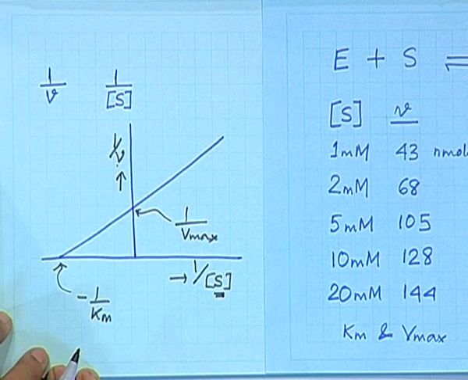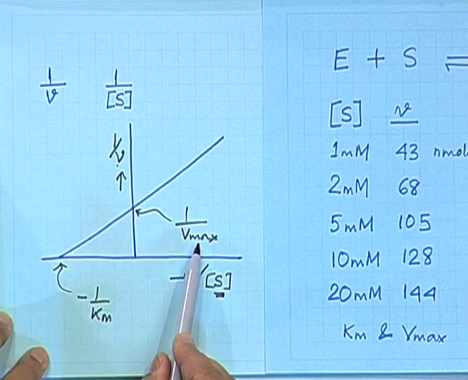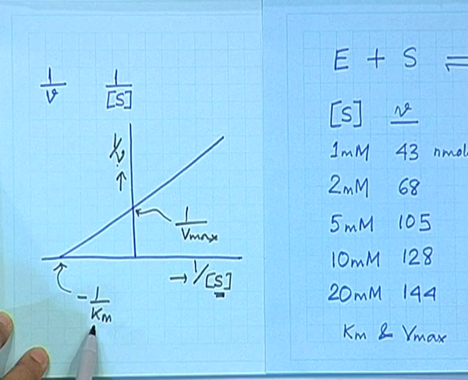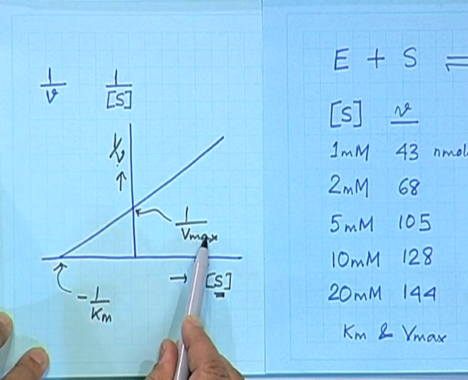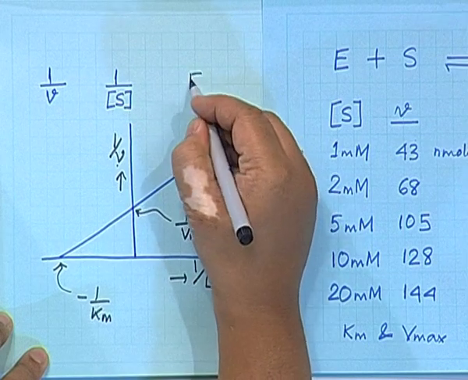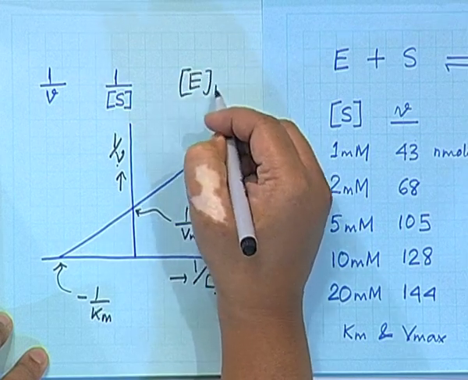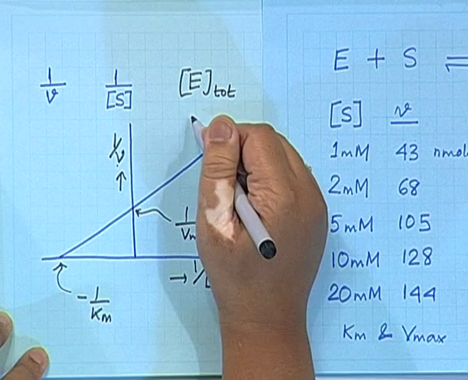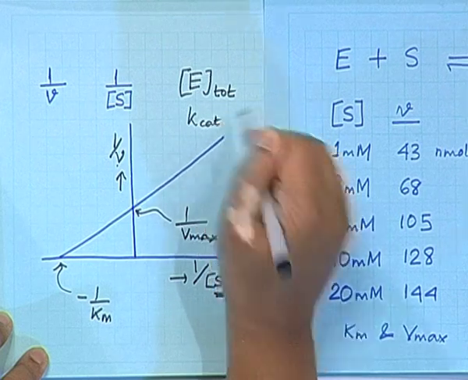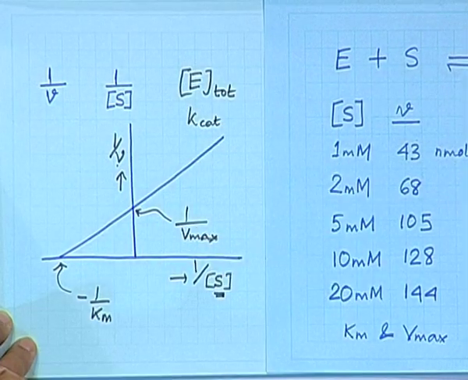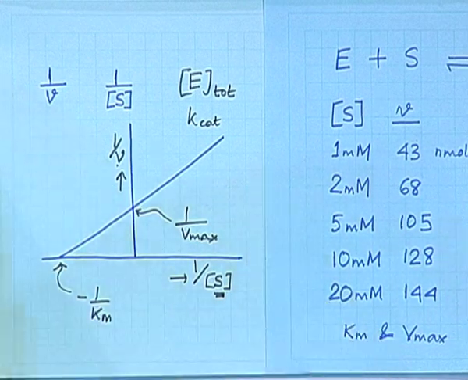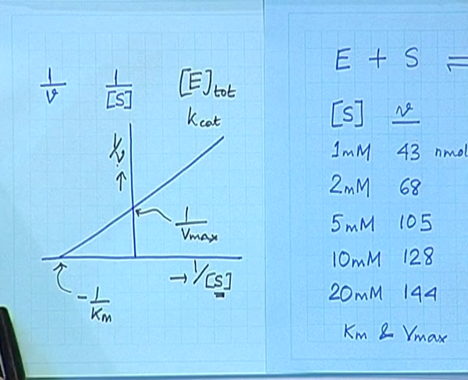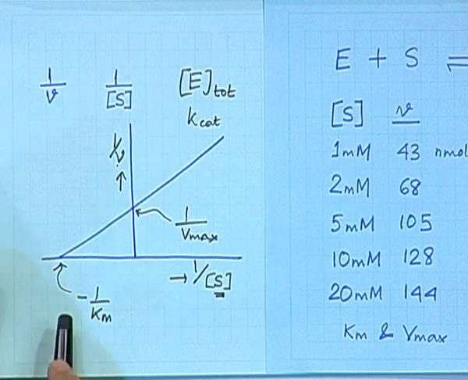So, I can calculate what the maximal velocity is and I can calculate what the Km value is. If I knew what the total enzyme concentration is, what else could I calculate? Kcat, right. So, this completes our discussion on enzyme kinetics for reactions where we do not have any inhibition.